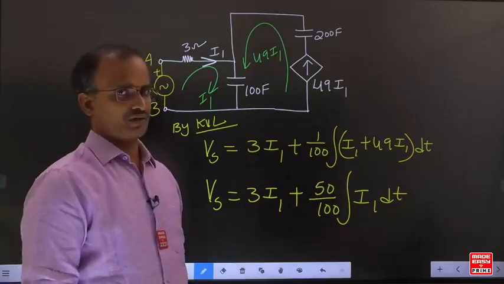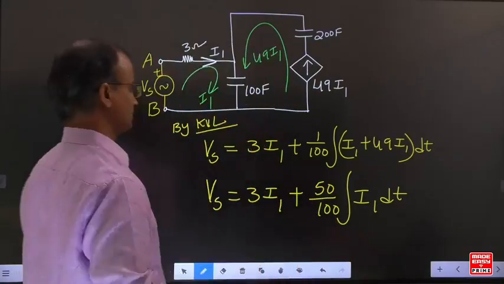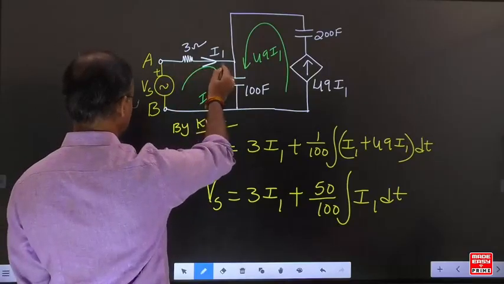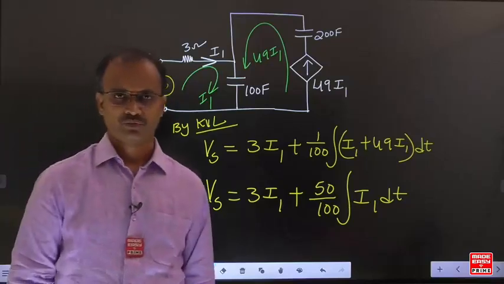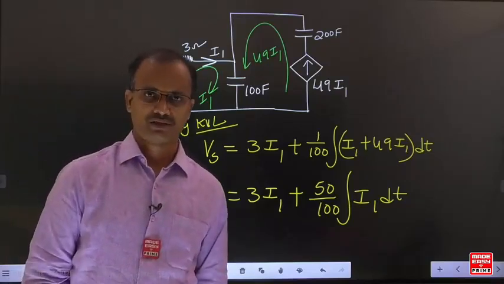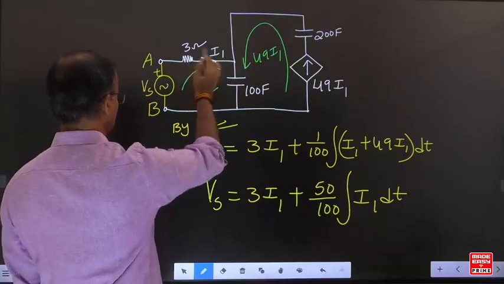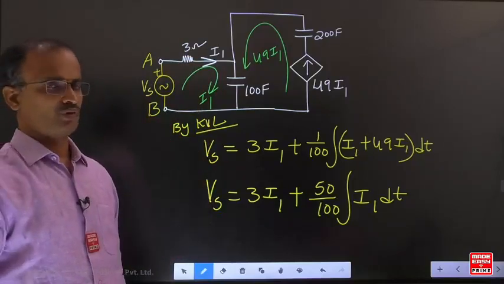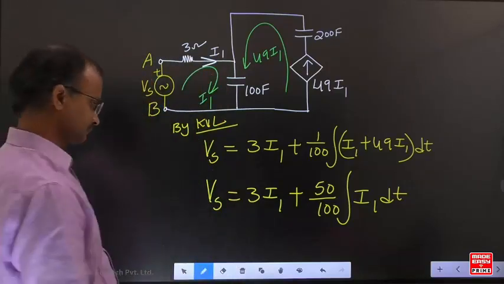In the question, what they asked is the equivalent capacitance with respect to A and B. With respect to A and B, how much is the current here? I1. With respect to A and B, how much is the source voltage? Vs. What is the question asking? Equivalent capacitance with respect to A and B.